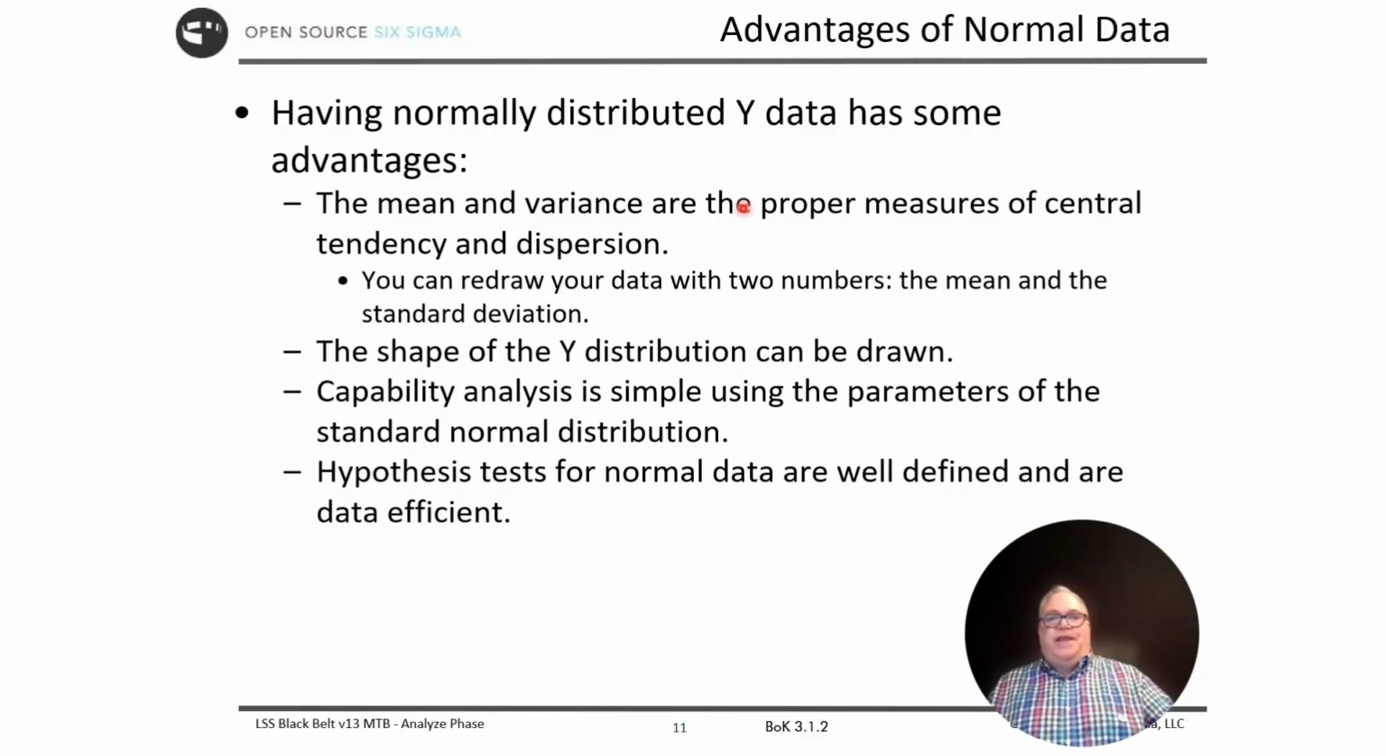We already know the shape, we already know the area under the curve, and as we said before, the hypothesis tests for normal data are very well defined, and they've been around for decades and decades. So we have some advantages when we have continuous data, and that continuous data follows a normal curve.